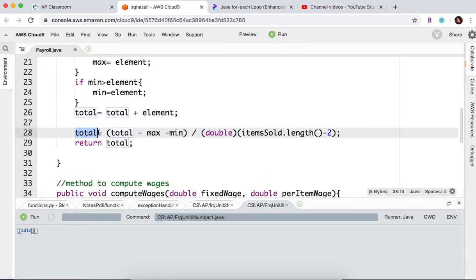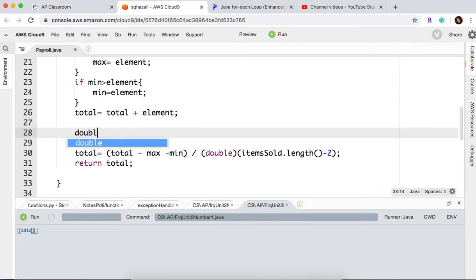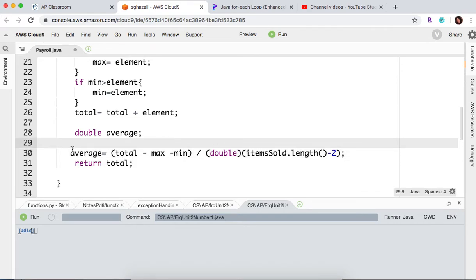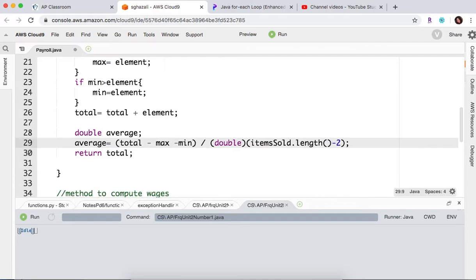I kept it all in a variable called total. I guess I could have done a variable called average. So I could have done this, double average. Okay, and then I could have done this. Average equals all of this. Okay, maybe that's better. And then I would return average.